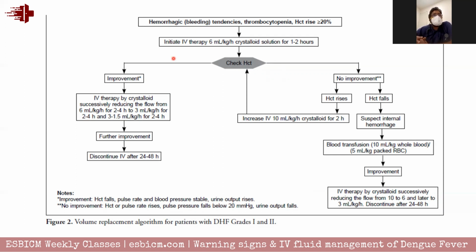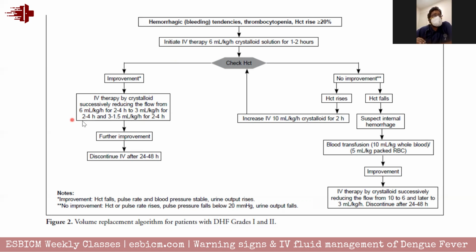How will we see a rise in hematocrit of more than 20% with thrombocytopenia or any bleeding tendencies? In these cases, we'll have to initiate IV fluids at around 6 ml per kg per hour for 1 to 2 hours. Both things are there in dengue fluid management: we have to resuscitate the patient with IV fluid, and at the same time we should not overload the patient with fluid. So we'll initiate IV fluid therapy at around 6 ml per kg per hour for 2 hours.